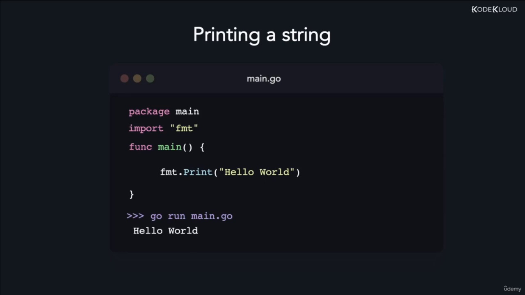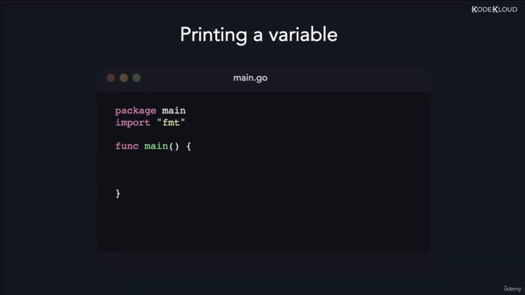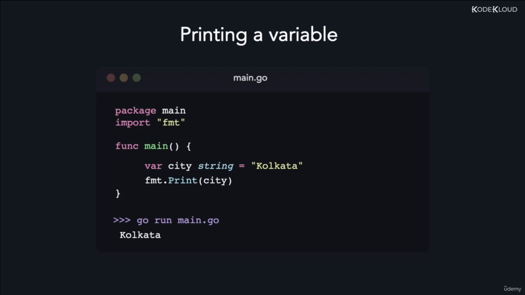Let's see how we can print a variable using the same method from the fmt package, that's fmt.Print. We'll simply declare and initialize a variable first. In this case, the name of the variable is city and it's initialized with the value Kolkata. To print it, we simply pass the name of the variable to the Print method. If you run the program, you'll see the value of the variable being printed in the output.